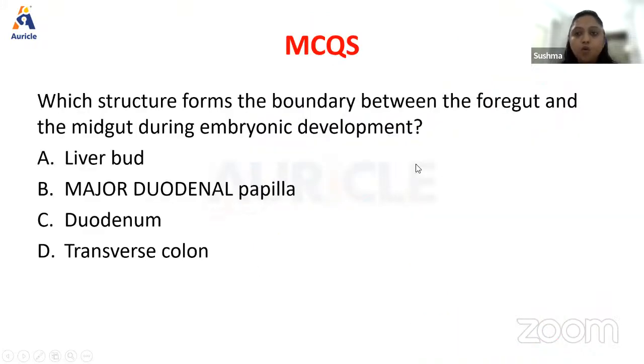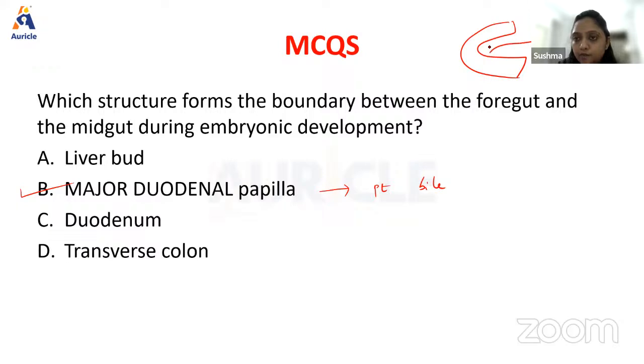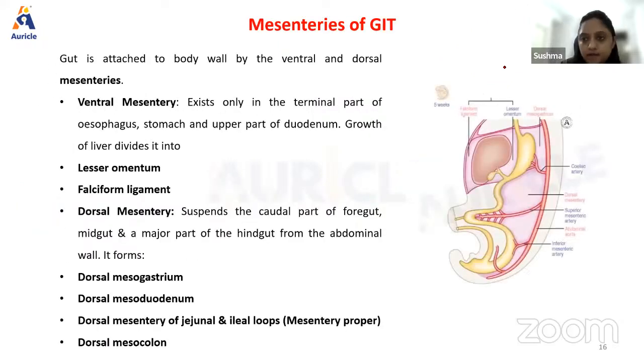Now, which structure forms the boundary between foregut and midgut during embryonic development? It is the major duodenal papilla, the point at which the bile duct opens into the duodenum. If this is the duodenum, the C-shaped organ, and this is the gallbladder, the point where the bile duct comes and enters the duodenum is exactly the landmark for differentiation of foregut and midgut.